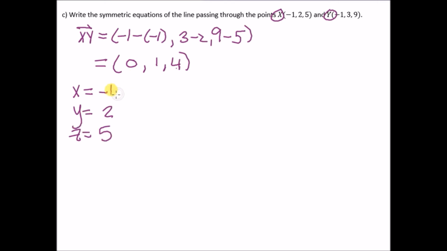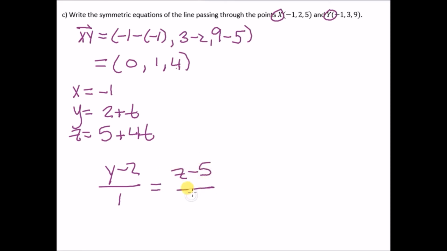If you notice, this time I actually skipped a step where I write the vector equation. Our parameter is going to be plus 0t, so we don't have to put anything for x, plus 1t, plus 4t. So the y and the z are just like normal. y minus 2 over 1 equals z minus 5 over 4. And then we're going to put a comma, x equals negative 1.